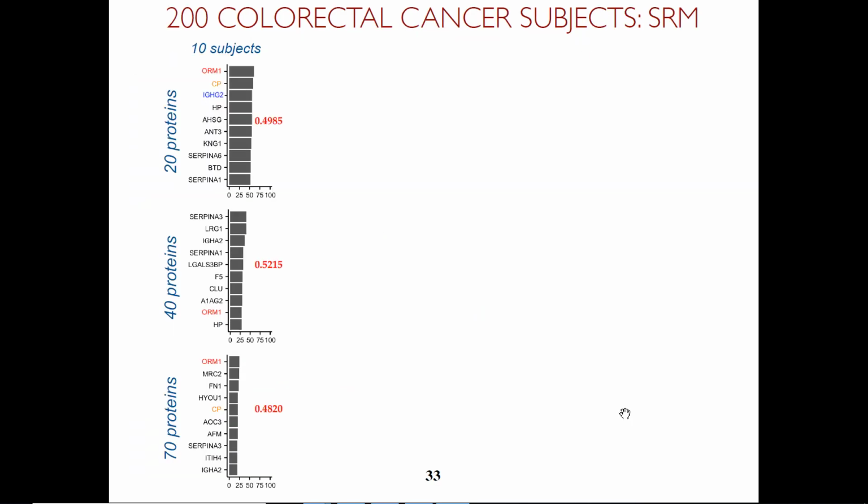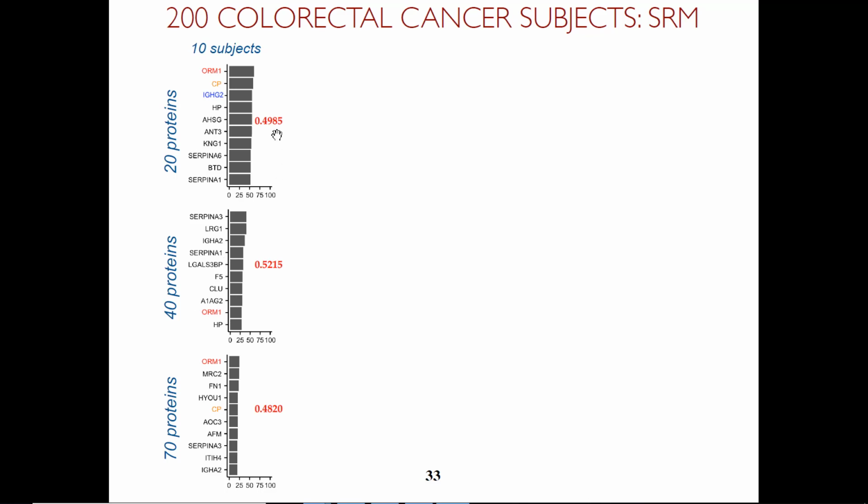So here we go. We started by taking 10 subjects. We randomly select 10 subjects, develop the predictive rule, start over with 10 other subjects, another predictive rule, and so on. We also varied the length of the protein list. We ranked proteins by their average intensity and pretended we only studied 20 proteins, 40, and then 70 proteins, since we only had 70 proteins in the data set.